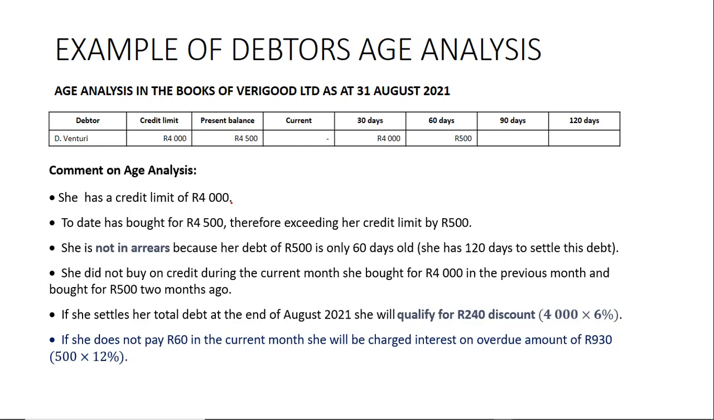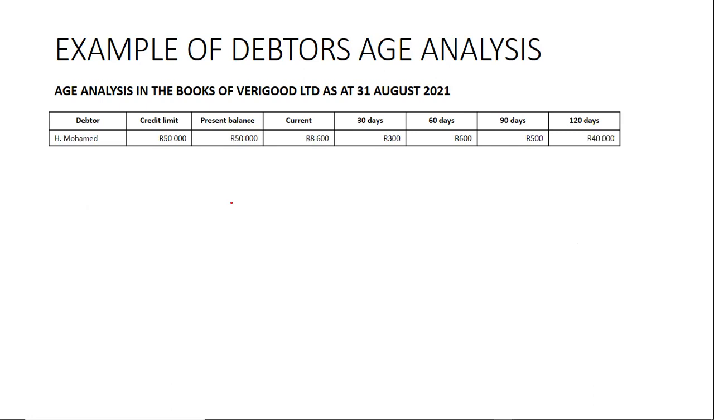If she settles her total debt at the end of August 2021, she will qualify for a 240 discount. That is the 4,000 that results from the previous month's purchases, 30 days ago, which will simply be 4,000 times 6%. That will give you 240. If she doesn't pay the 500 rand, that 500 rand will attract interest of 12%. So that amounts to 60 rand. So she needs to make sure that she pays that 500 rand, which is 60 days due, in the current month. Otherwise, she'll be charged interest.